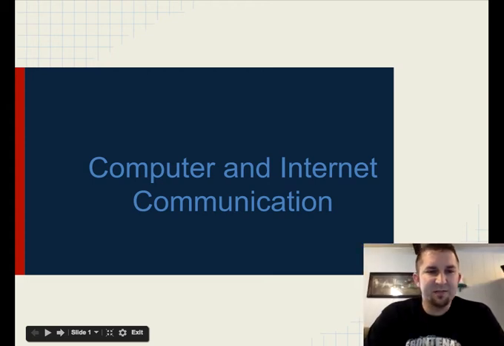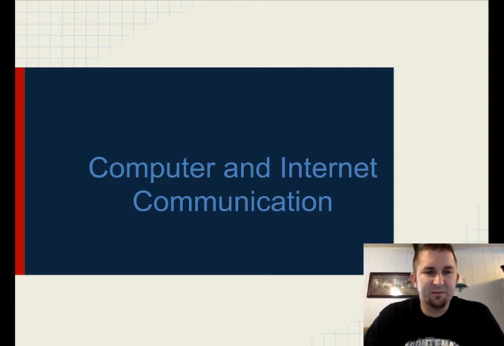Foundations of technology. This is the computer and internet communication section.